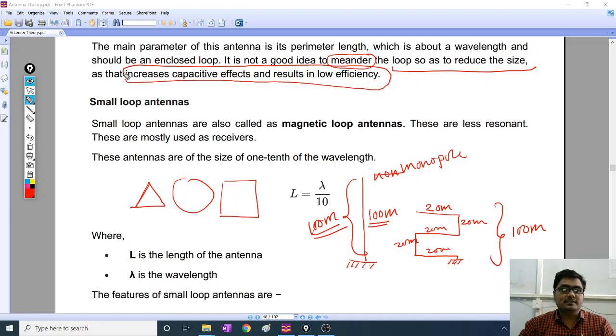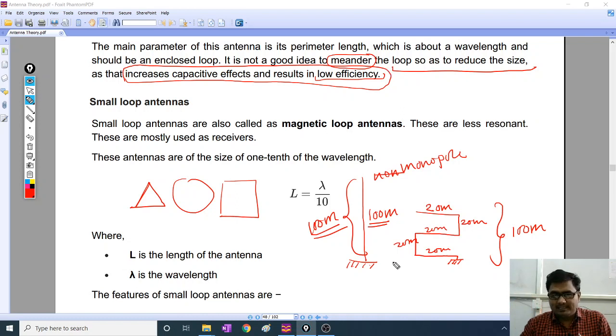The capacitive effect increases because of it. The effect of capacitive reactance, or I can say just capacitive effect or capacitance. So what happens? What will happen if the capacitive effect increases? Whenever the capacitive effect increases, you know that the first thing that happens is efficiency decreases. Yes, the efficiency of the antenna decreases.